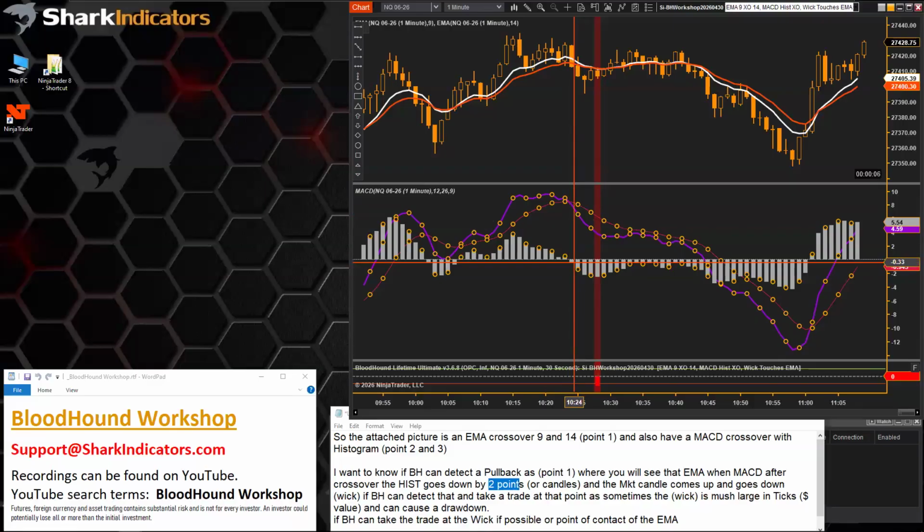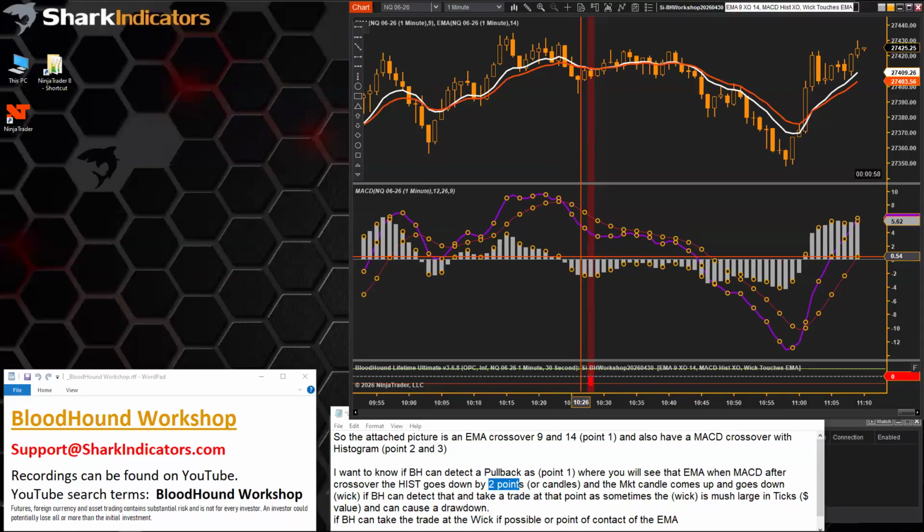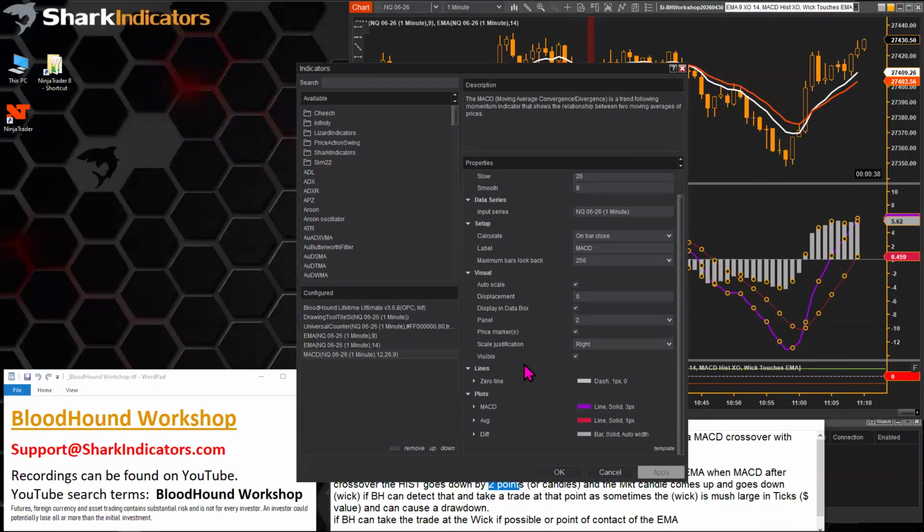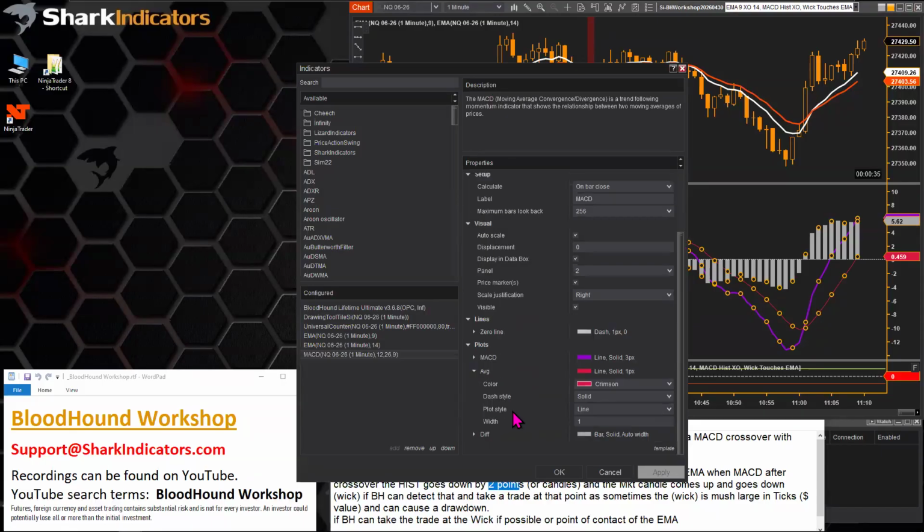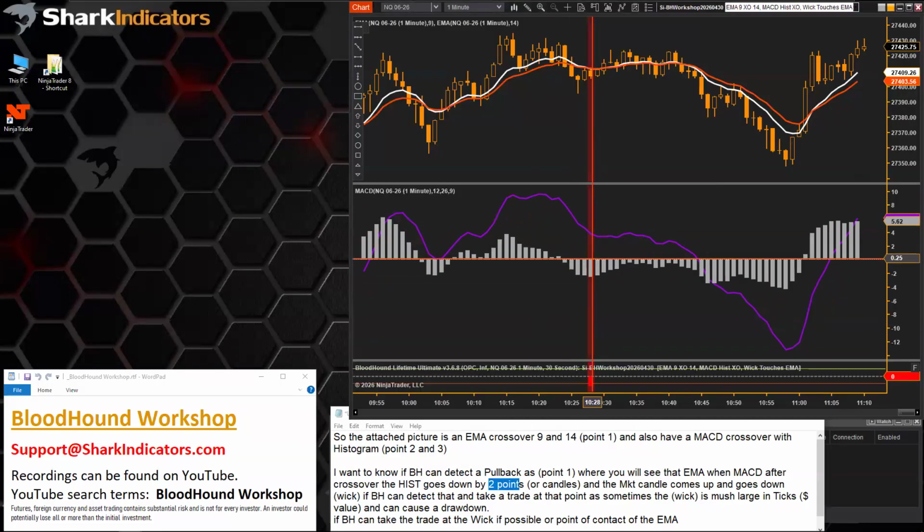You're just duplicating the calculations that your CPU has to do, which, if you do that too much over time, begins to impact NinjaTrader because your CPU can't keep up. So I don't ever duplicate that work. All right, I'm just going to turn off the average line there.